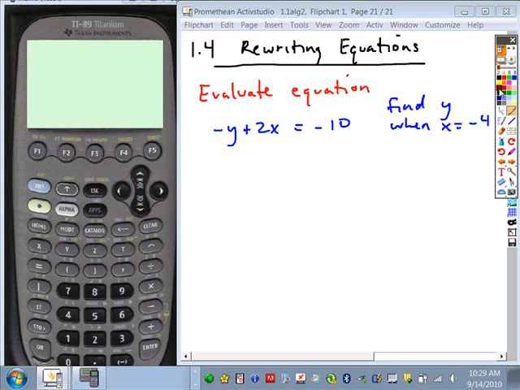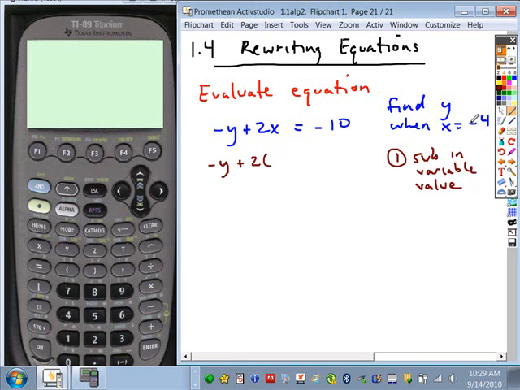If you're going to solve this manually, which means just doing it by hand without a calculator, all you would need to do is substitute in the variable. Whatever value you have for your variable, you're going to plug that in. So we have negative y plus 2 times, if we substitute in our negative 4 for the x. And then you'll just solve your equation.